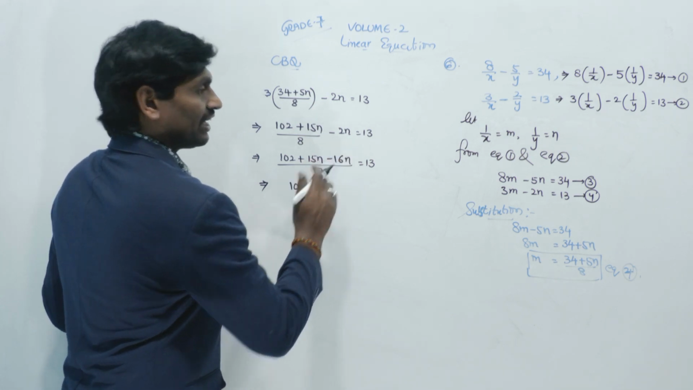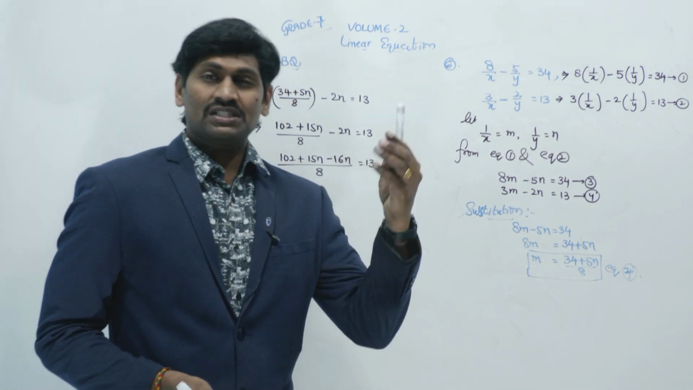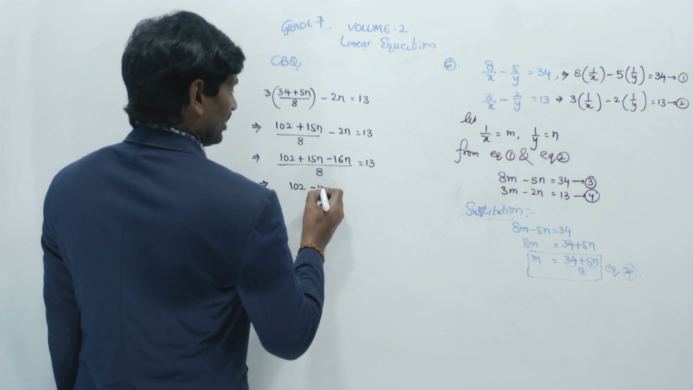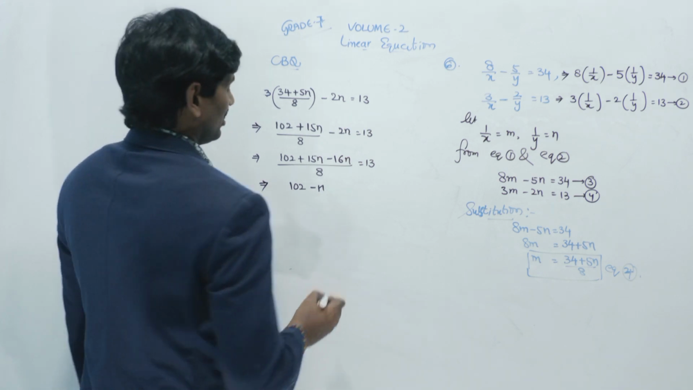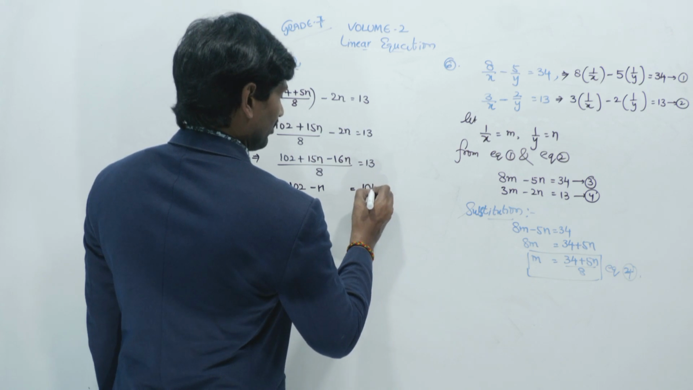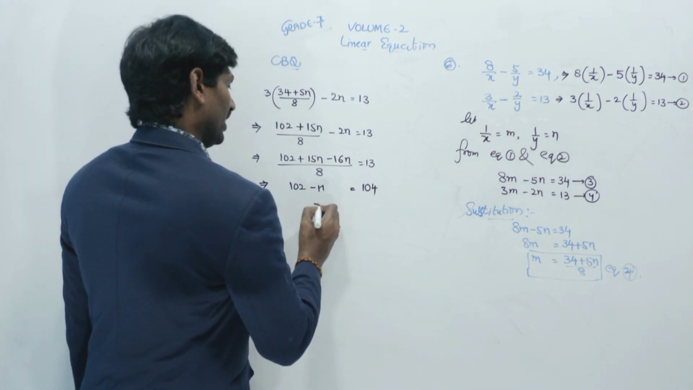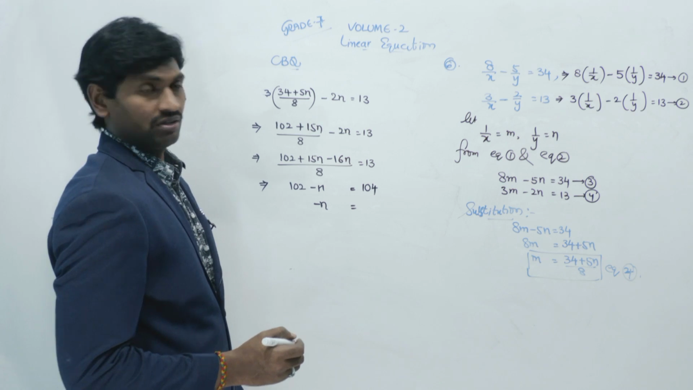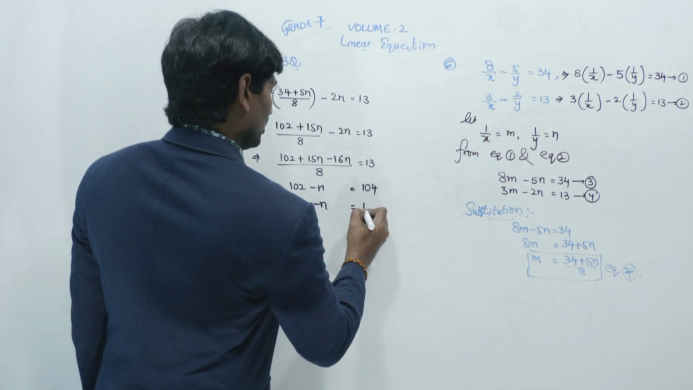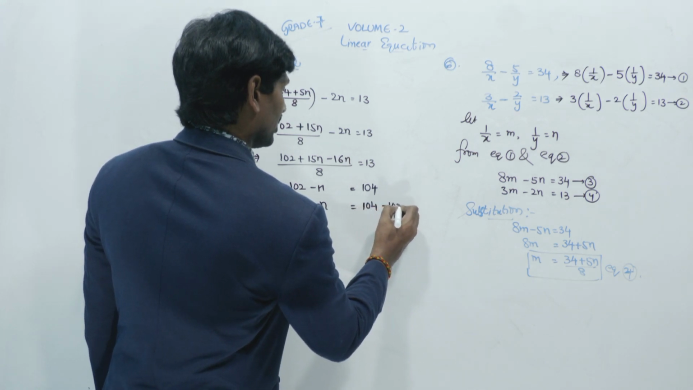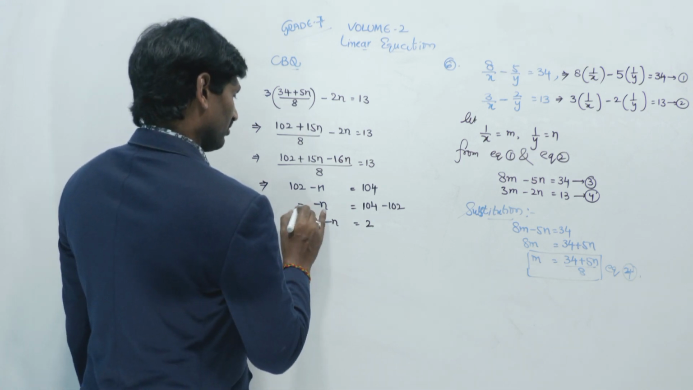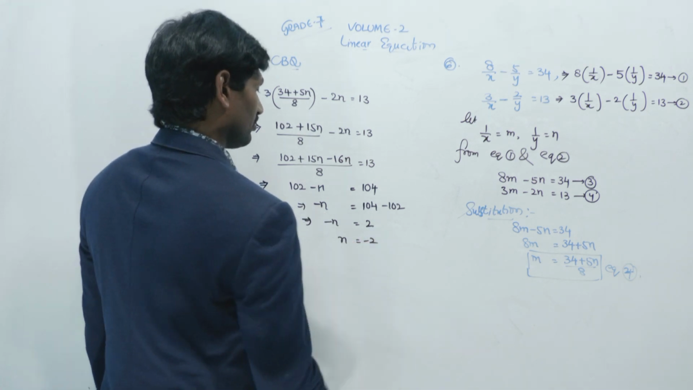15n minus 16n is not possible, but 16n minus 15n is possible one time, so the bigger one's sign, minus 1n, nothing but minus n. The denominator 8 is transposed and multiplied, so it will be 104. Now minus n equals, transposing 102 to that side, 104 minus 102. So minus n is equal to 2, but we want the n value, so n is minus 2.